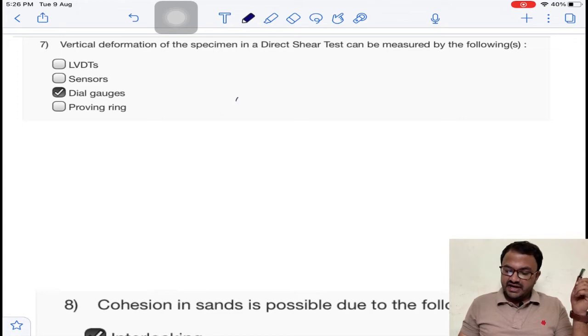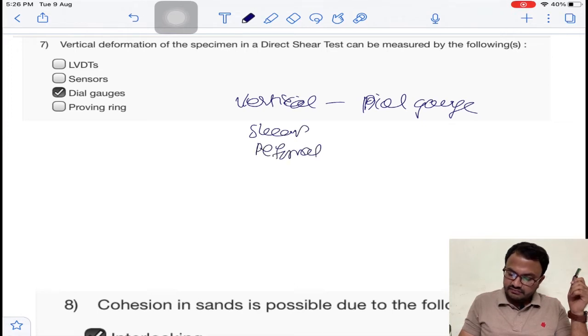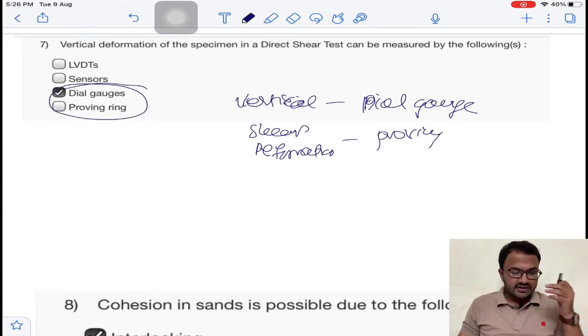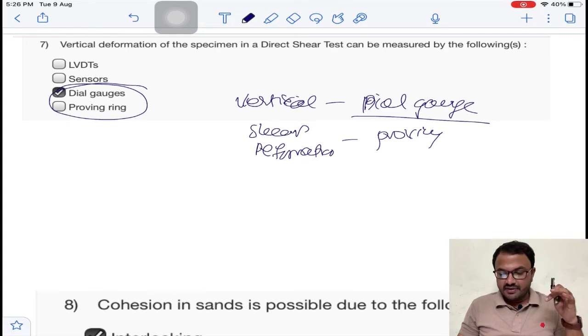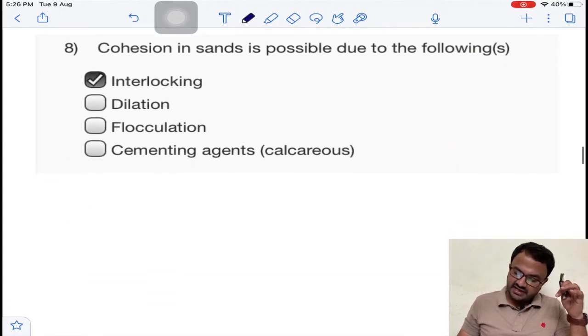We just discussed vertical deformation. Vertical deformation can be measured in the direct shear test with the dial gauge, and shear deformation with the proving ring. You need to remember this. He has given both options, no? To measure vertical deformation, dial gauge; shear deformation, proving ring. I explained this in the last diagram.